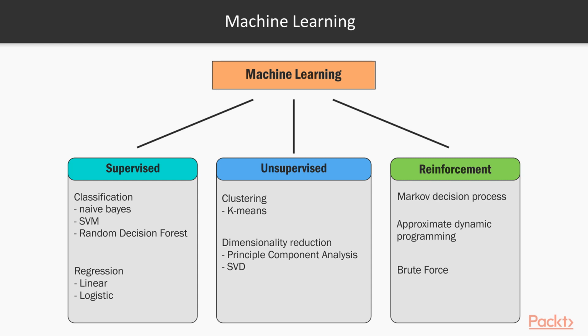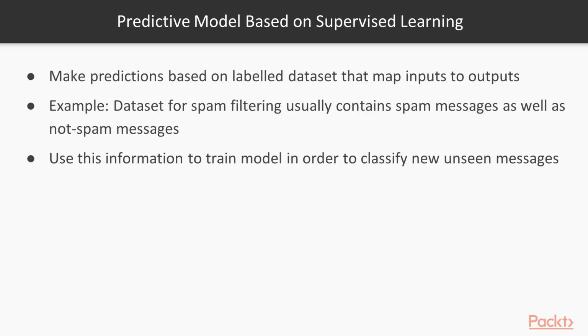Depending on the nature of the learning feedback available, the machine learning process is typically classified into three broad categories: supervised learning, unsupervised learning, and reinforcement learning. A predictive model based on supervised learning algorithms can make predictions based on a labeled dataset that maps inputs to outputs aligning with the real world.